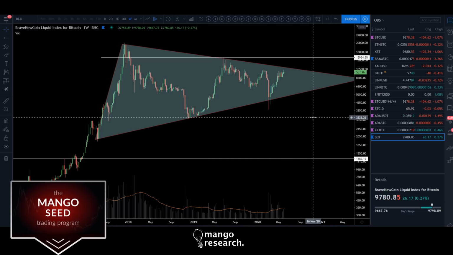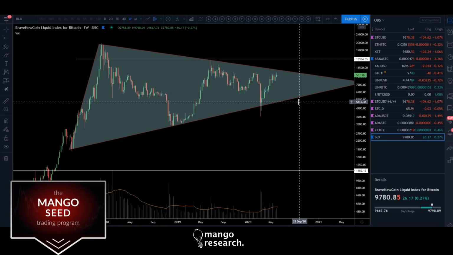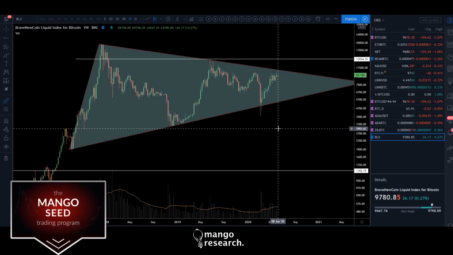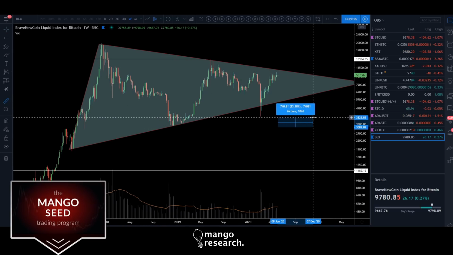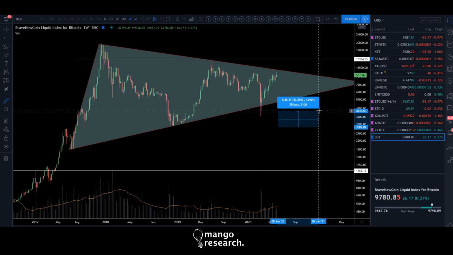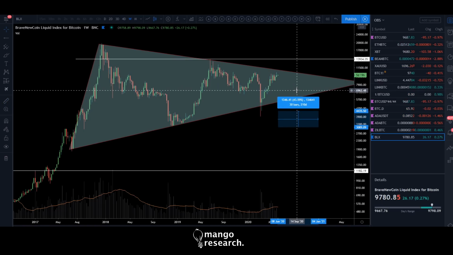But if you look at the same symmetrical triangle on the weekly time frame, you're seeing that we have a lot of weeks to go. We could break up over here, but at the same time, we could easily spend another 26 weeks consolidating in this triangle, coming perhaps to the bottom of the triangle, perhaps to the center of the triangle, around 6,900-ish, right?